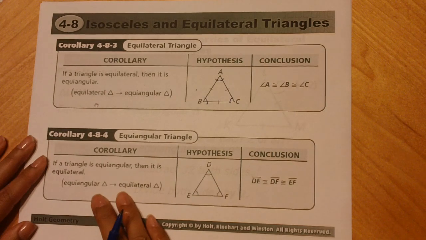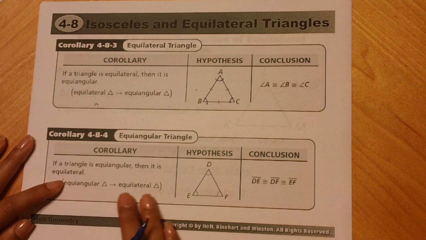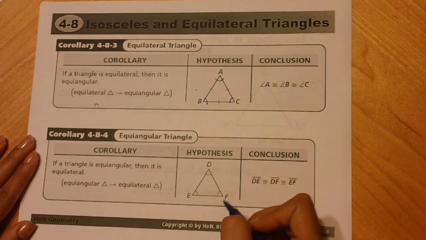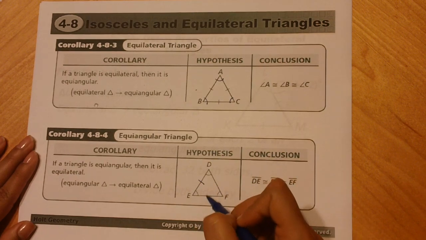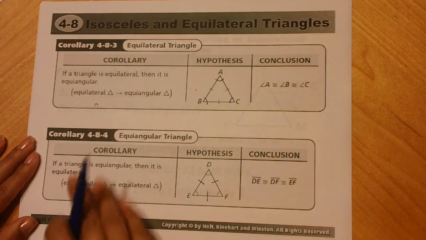This corollary is the inverse of that. So it says if I have triangles that are equiangular, then they're also equilateral. Which means if you know that all three angles are the same, then you can conclude that all three sides are the same. And that's what that says there.